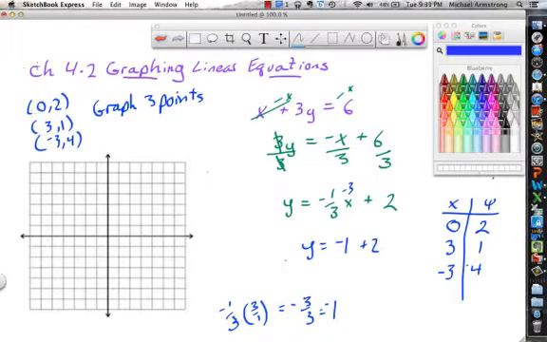0, 2, our first point is 0, 2. That's 0, up 2. The second point is 3, 1. 1, 2, 3, up 1. Get rid of that. I don't want to restart my computer. And then the third point is -3, 1, 2, 3, up 4. And I can see that these 3 points connect nicely. Not perfect, but nicely.